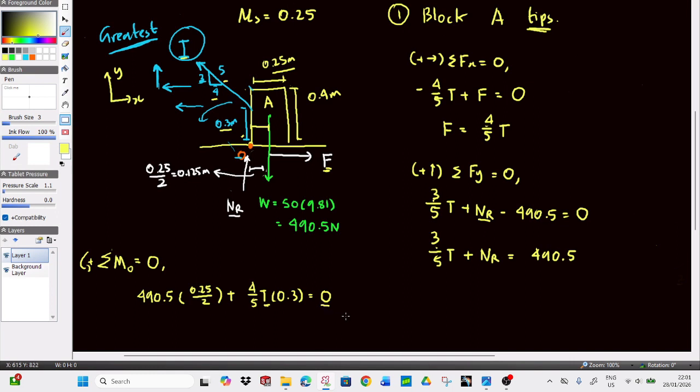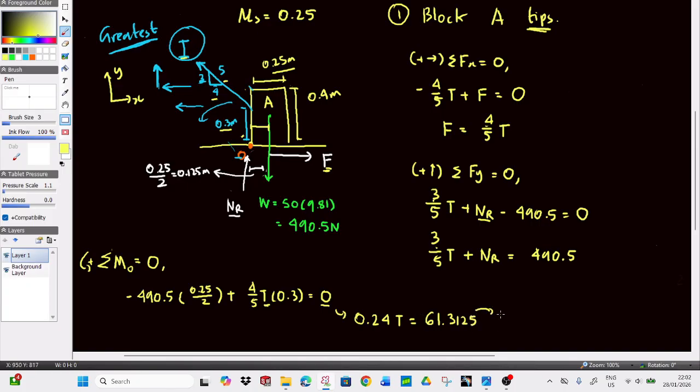equals to 0. So if we equate the equation together, 4 over 5 times 0.3 would give us 0.24T. Oh, this is minus, by the way. So once you bring it to the other side, it becomes positive. So it's 490.5 times 0.25, oh sorry, times 2, which would give us 61.3125.